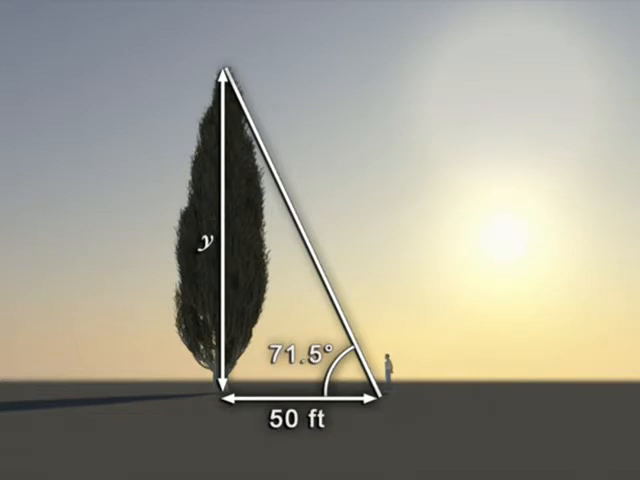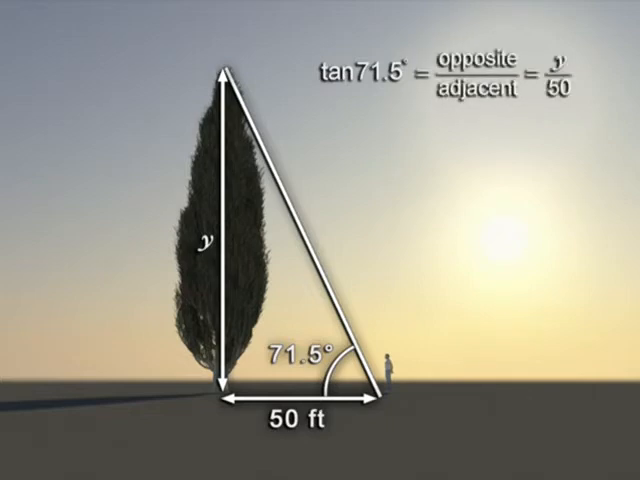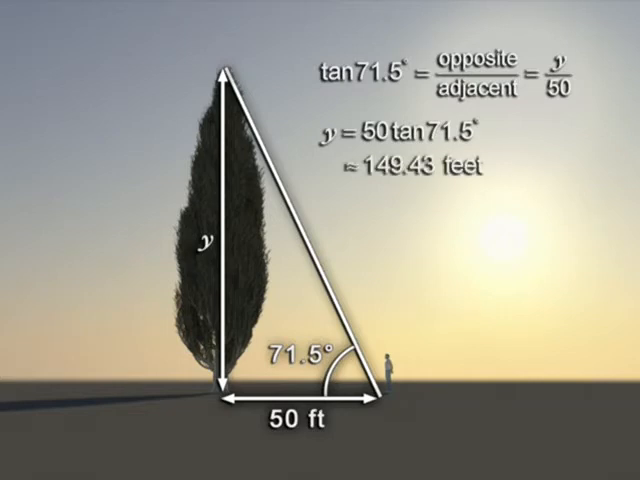Well, in that picture, what trigonometric function should we use? Well, how about tangent? Because tangent of 71.5 degrees is opposite over adjacent, y over 50, isn't it? And y is what I'm interested in. So with that equation, multiply through by 50, and you get y equals 50 times the tangent of 71.5 degrees. I punch that in my calculator in degree mode, and I get approximately 149.43 feet. That's the height of our tree. Good.